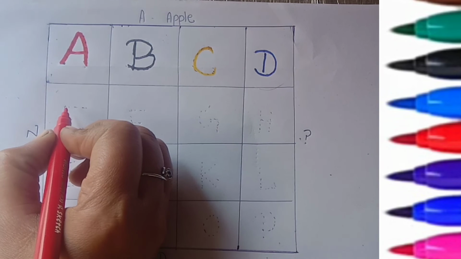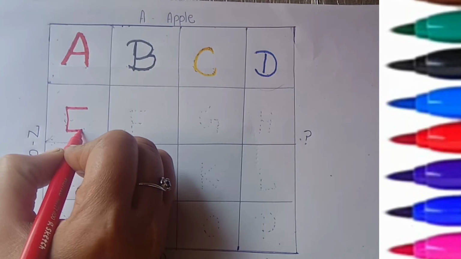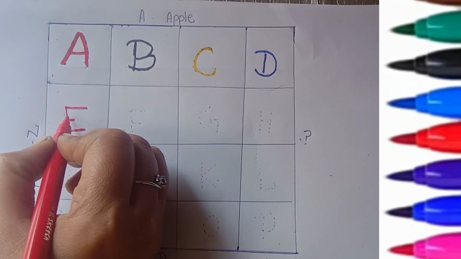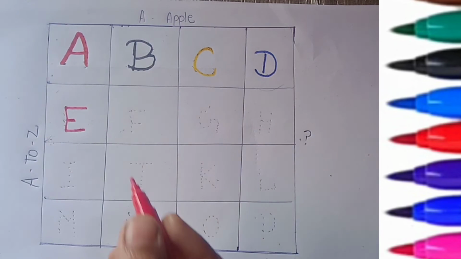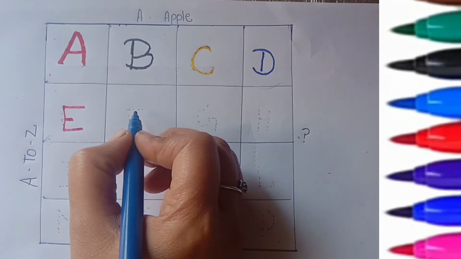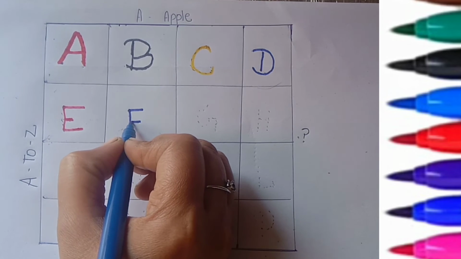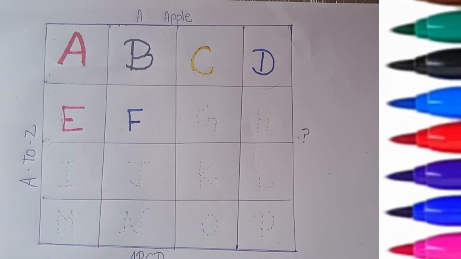Red color. E for apple. F for peach. Pen.